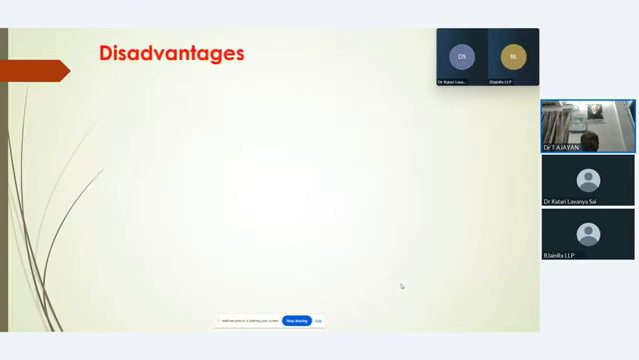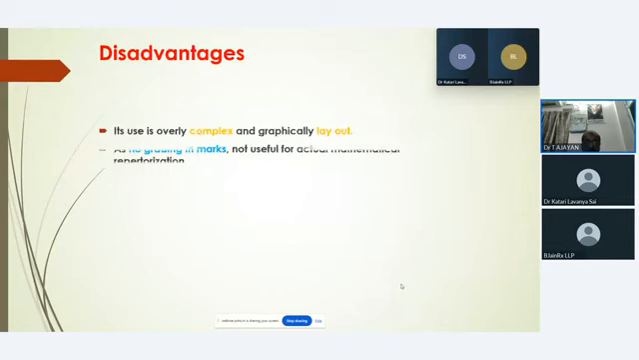Now the disadvantages. Like other repertories, this repertory also has many disadvantages. It uses an overly complex and graphic layout, therefore we face great difficulty while reading. Then, as there is no grading in the marks, it is not useful for arithmetic calculation.